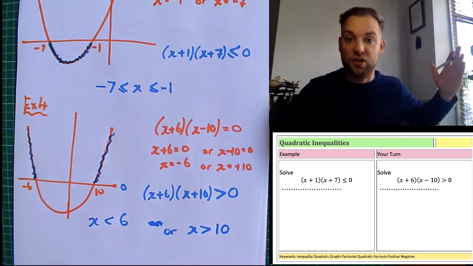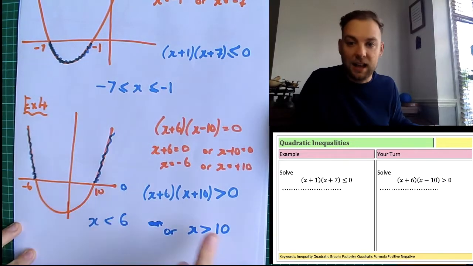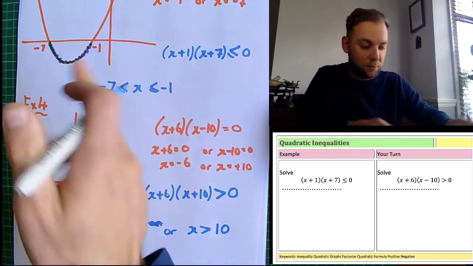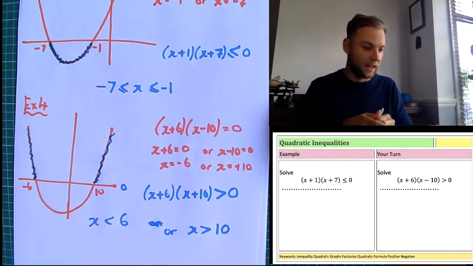So these two things are split. Notice again that this one's connected, and notice that this one's split, and that's because the graph is split and here the graph is connected. Okay, let's have a go at the next one.